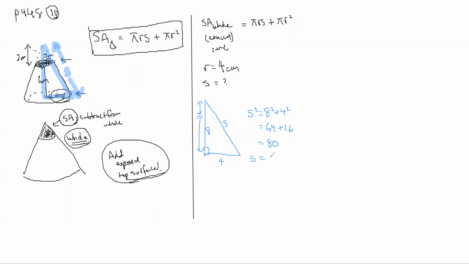The answer would be plus or minus 8.94. But again, the negative 8.94 is an extraneous answer, an extra answer that doesn't make sense in geometry. And so we have 8.94 meters.